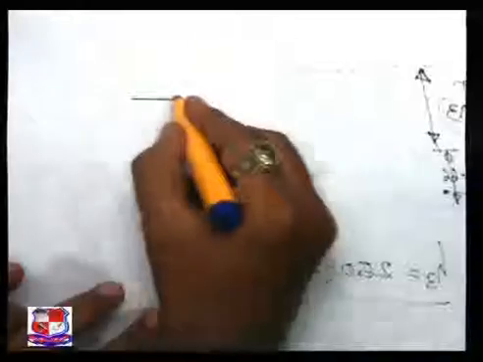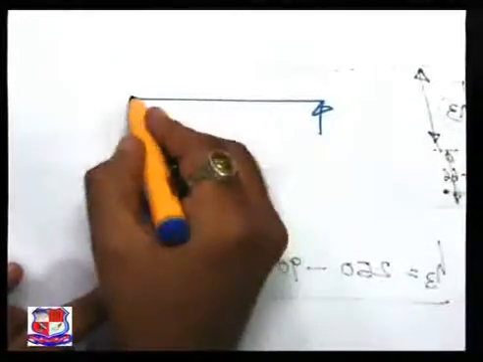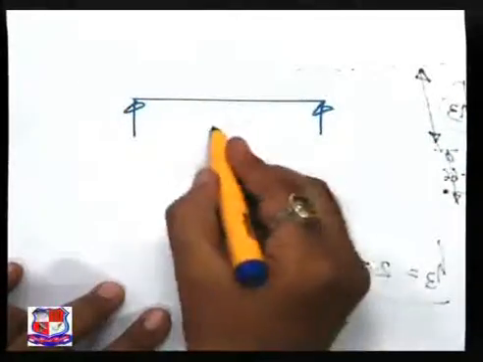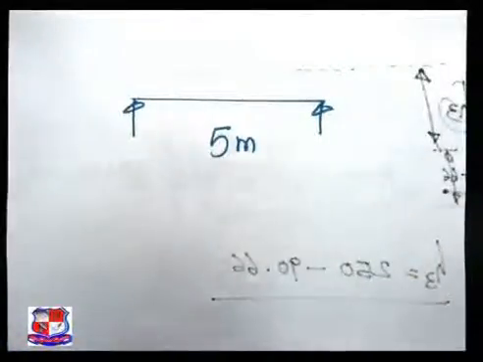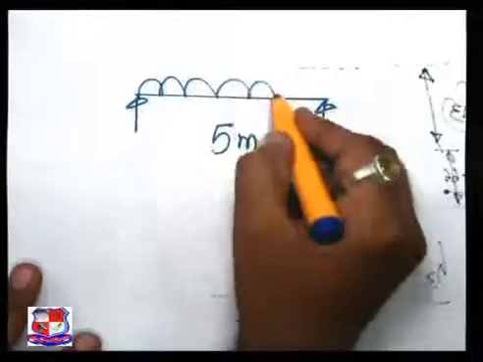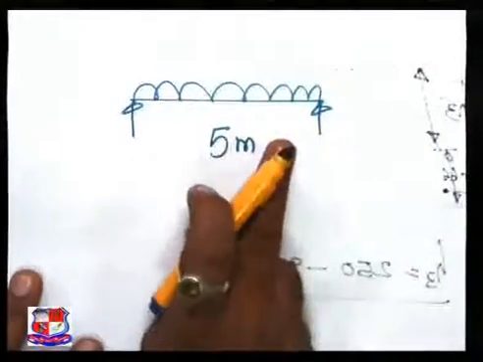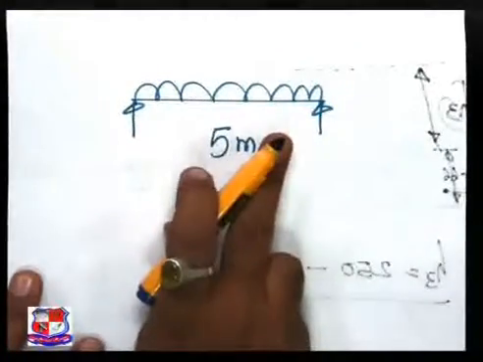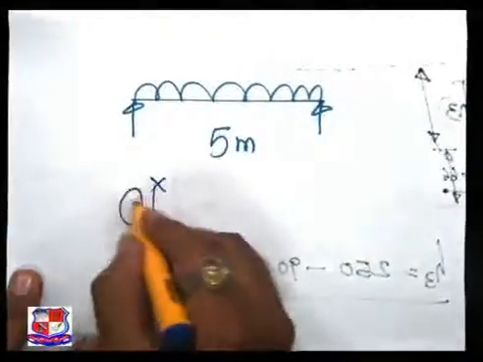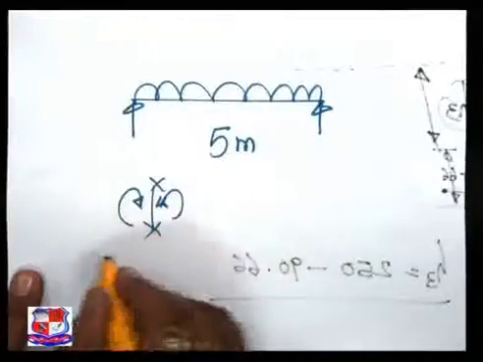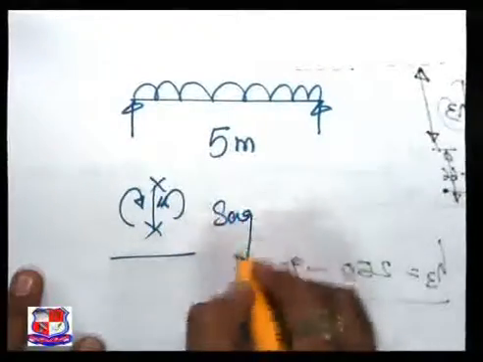The simply supported beam given in this particular problem has a length of 5 meters. For any kind of loading, maybe a UDL or a point load, for the simply supported beam, the nature of bending moment is sagging.